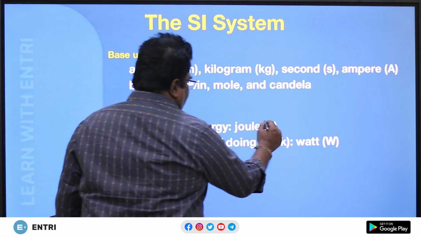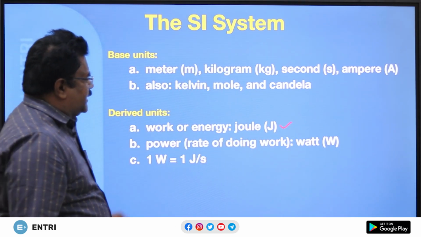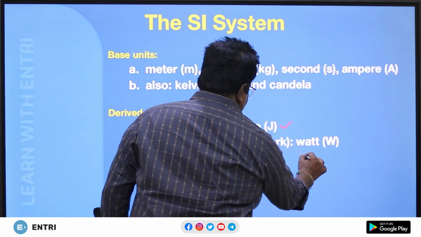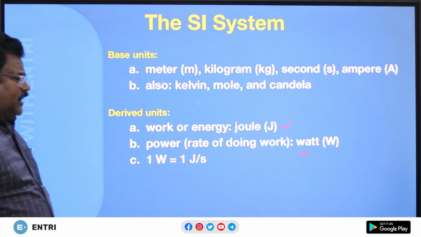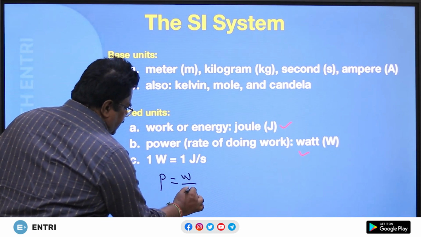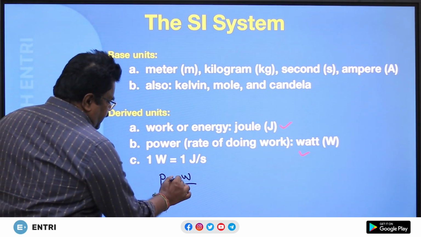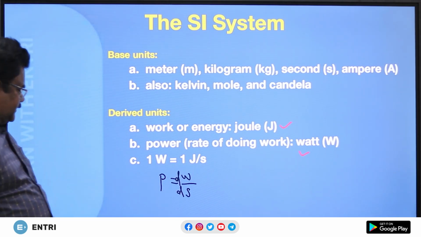For work done, we can say joules. And for power, we can say watts. And 1 watt is equal to 1 joule per second. I will give you these later on one by one. The power is equal to work done per second, work done dW by dt. I will tell you all these things in the later slides.